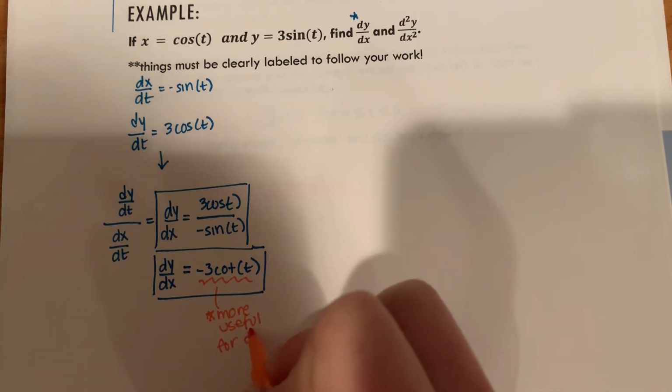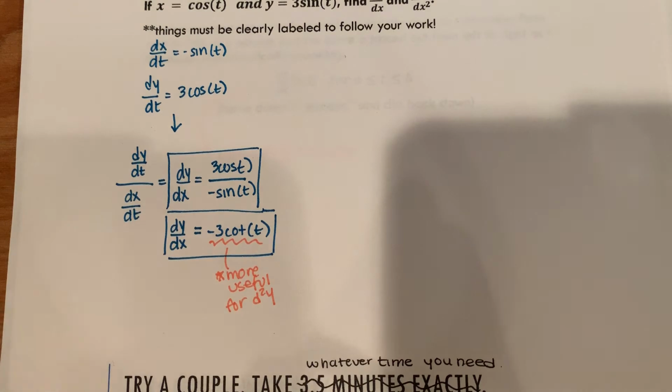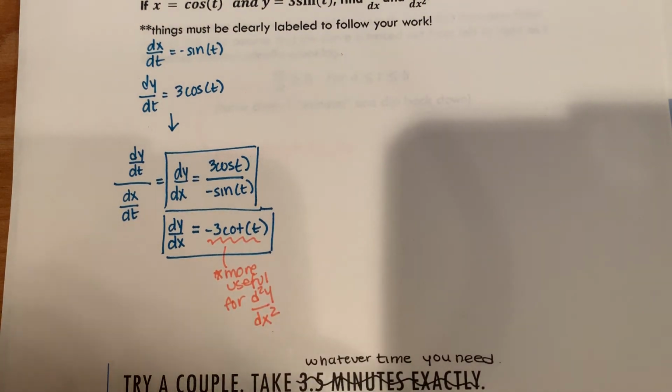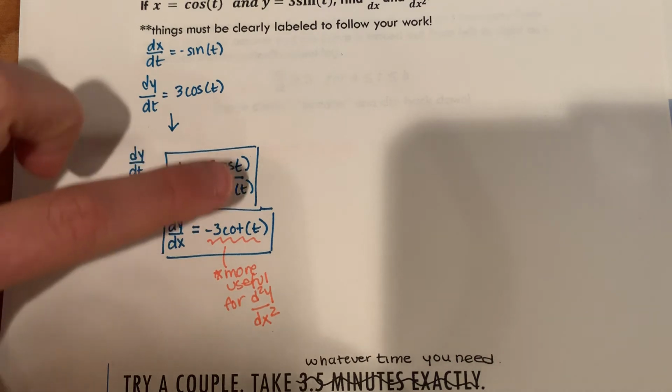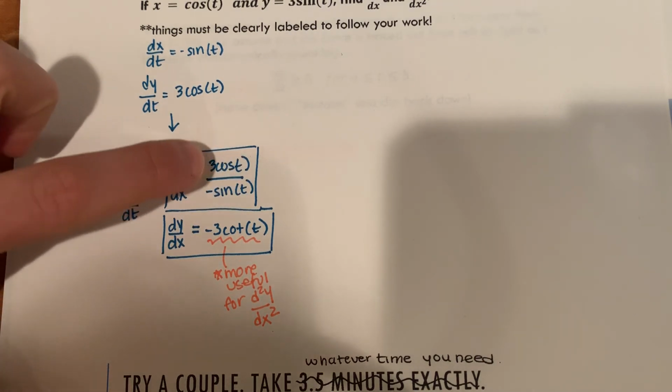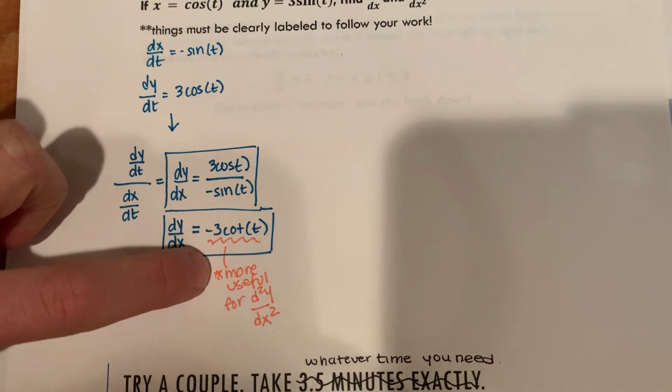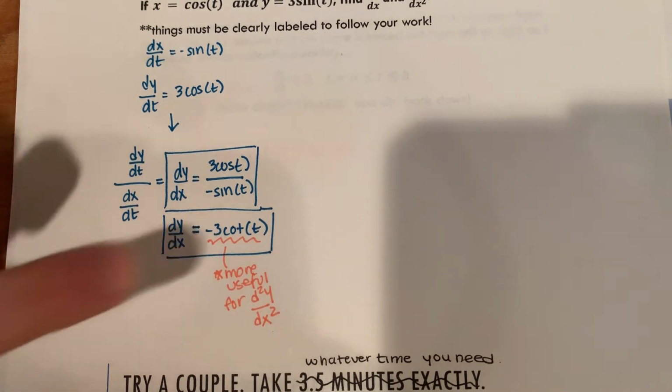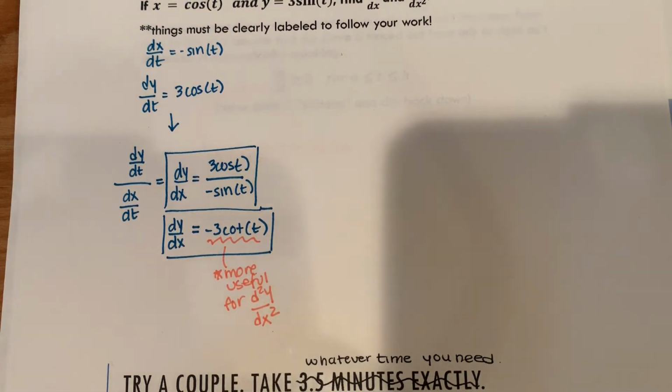when we find the second derivative, so for d2, we're not going to have to do quotient rule with cosine divided by negative sine. Here we just need to know what is the derivative of cotangent. So let's mosey on over to the second derivative.